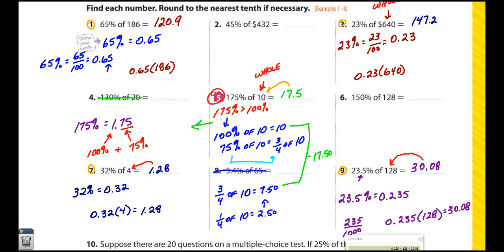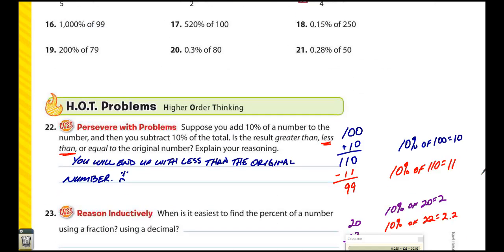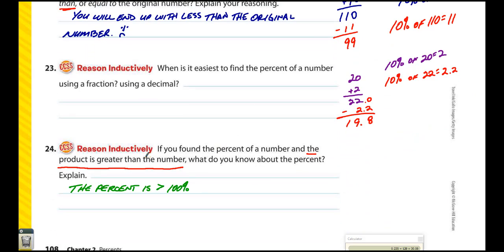Anytime you end up with a product greater than the original product, the percent was greater than 100. And let's write this down. That is what you get, that's what you know, when the part is greater than the whole. We're going to try to use a lot of this math language here. All right, finish your notes on this one, and then meet me on page 110 to do a couple more problems.